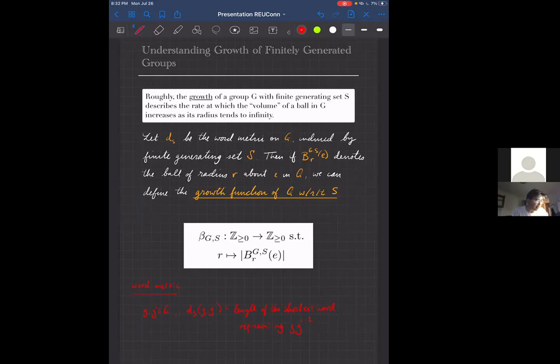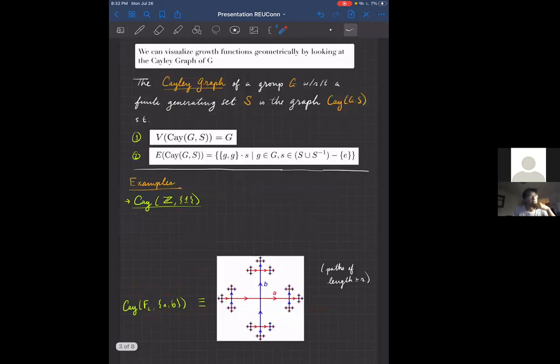And you can see here that our growth function, which we'll call beta, is just a map from the natural numbers, where R is a natural number representing the radius, that takes it to the volume of a ball of radius R in G. In other words, it tells you how many words in G have length less than or equal to R. Okay, so that's very nice. And immediately you can start thinking about geometric interpretations of this.